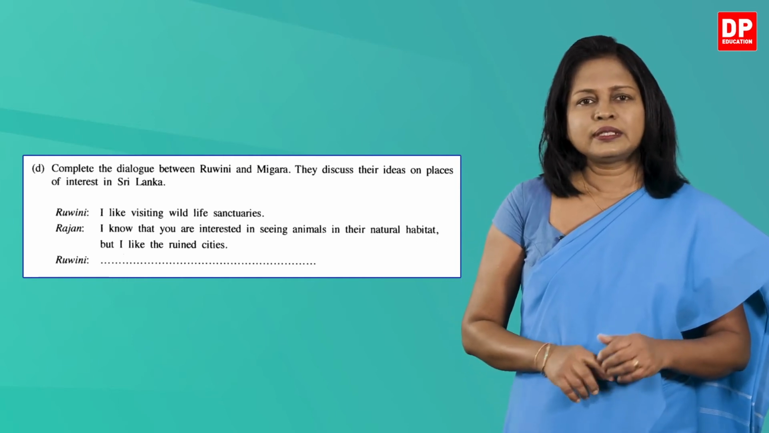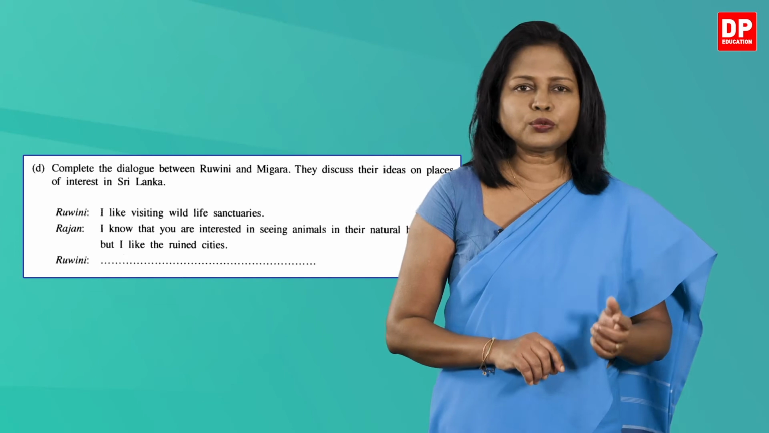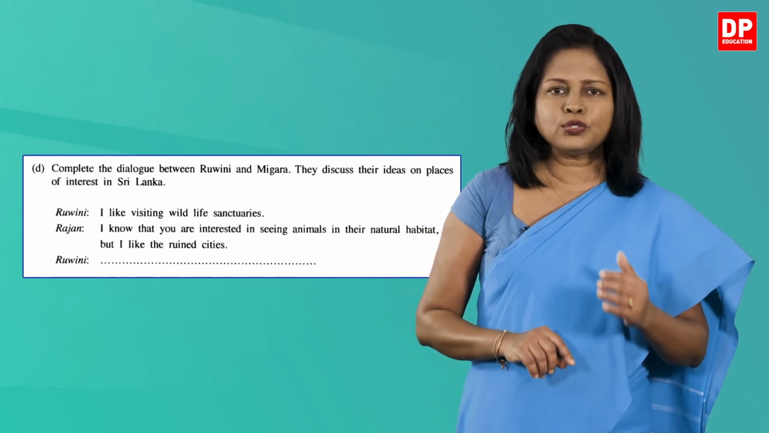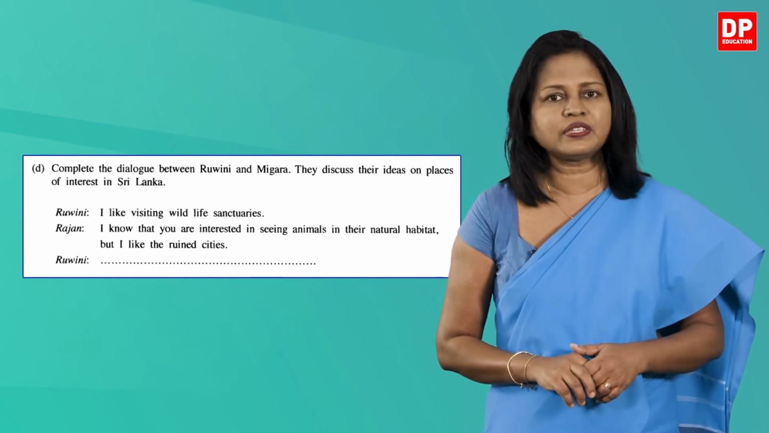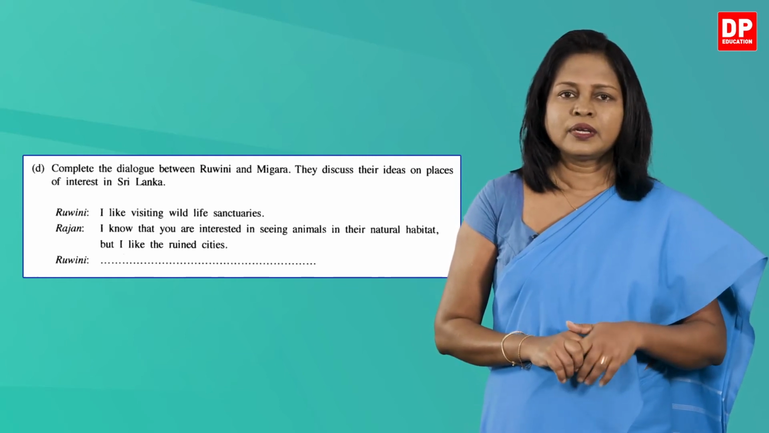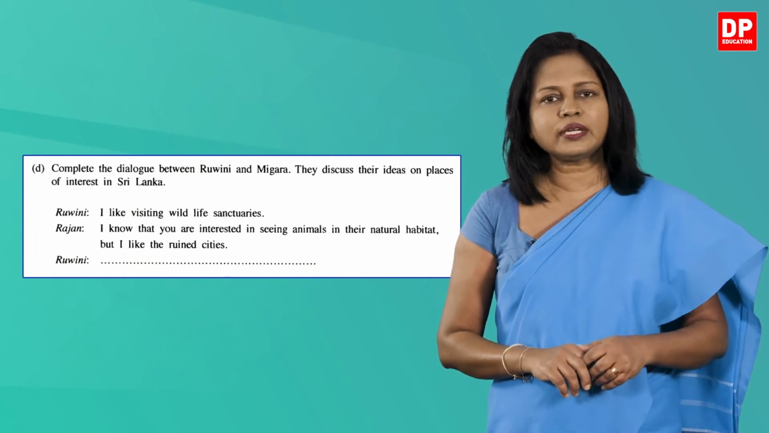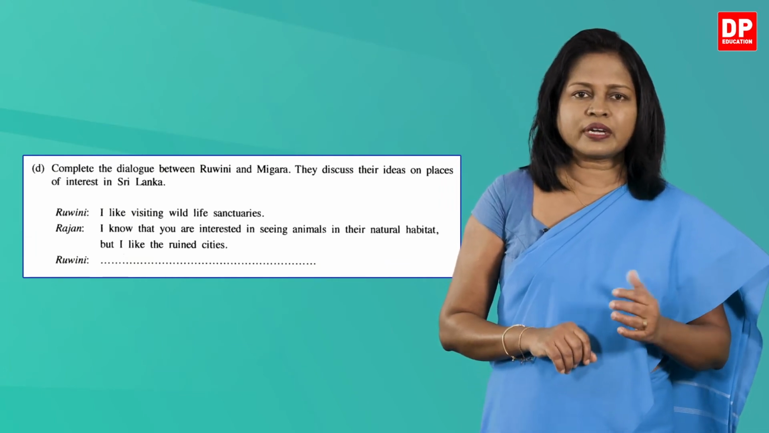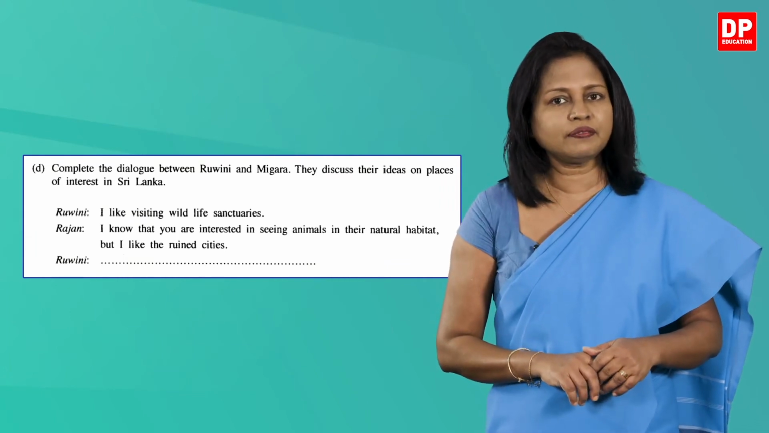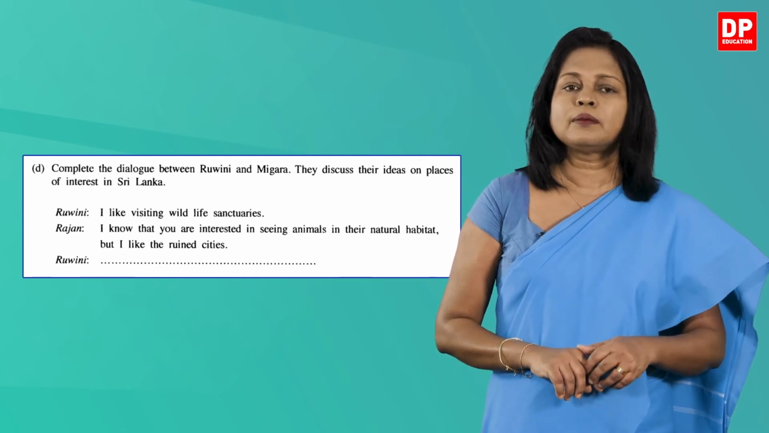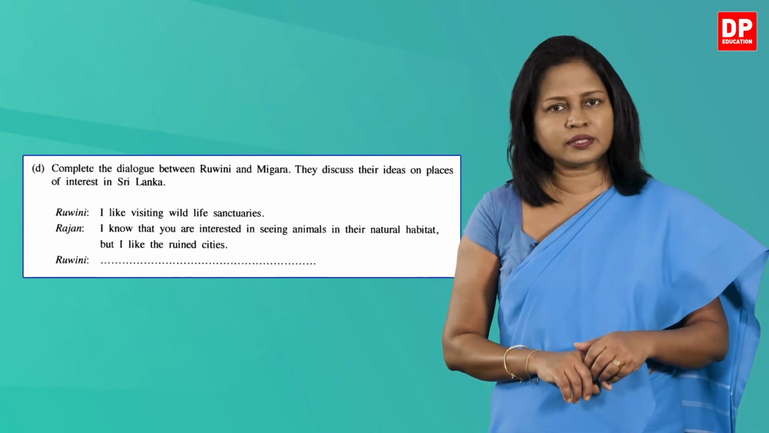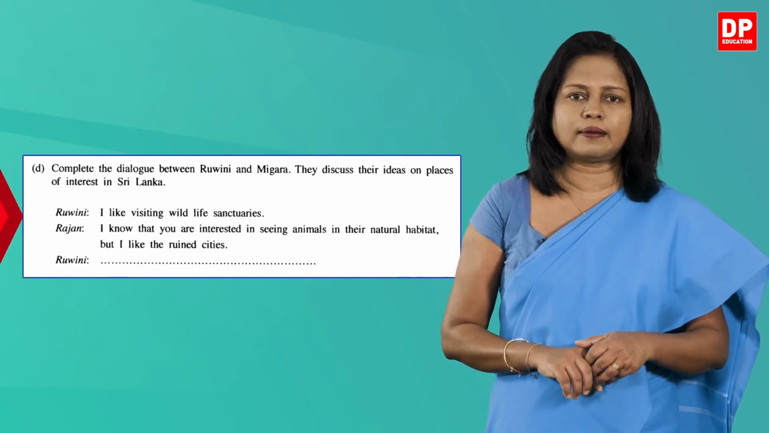Okay, children, this dialogue is between Ruvini and Migara. As you can see, they have different interests regarding the places of interest in Sri Lanka. So now you have to continue their dialogue. When you are writing, don't deviate from the given topic. That means the dialogue should be about their preferences regarding places of interest in Sri Lanka.